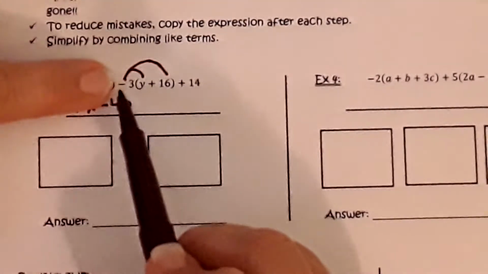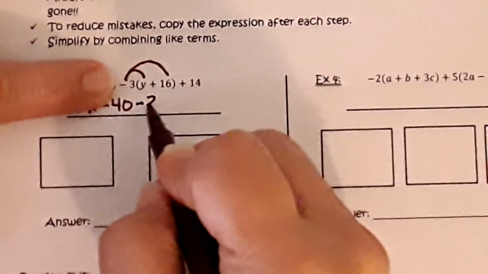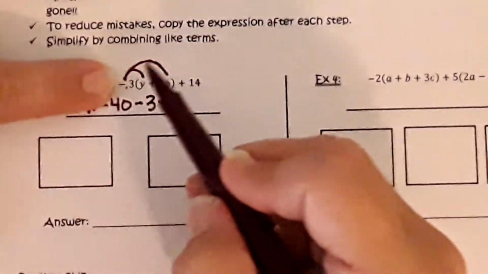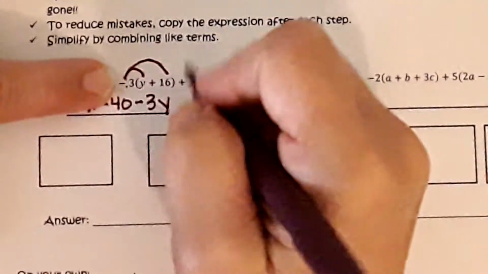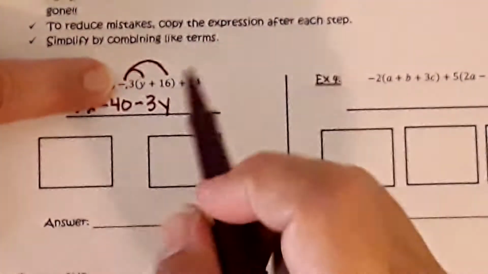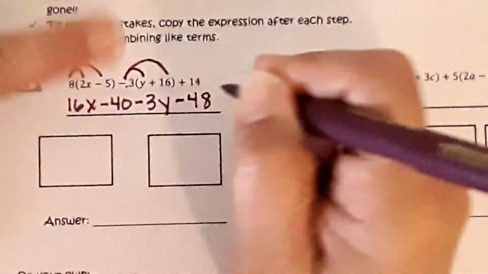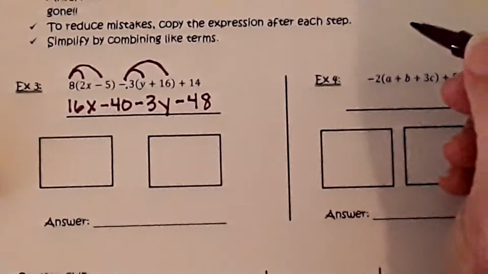So you guys, this becomes a negative 3. So negative 3 times y is negative 3y. Negative 3 times 16. No, you don't have to do it in your head. Get your calculator out. Use your calculator. Negative 3 times 16 is negative 48. You may have to do it, but for right now, you can use your calculator.